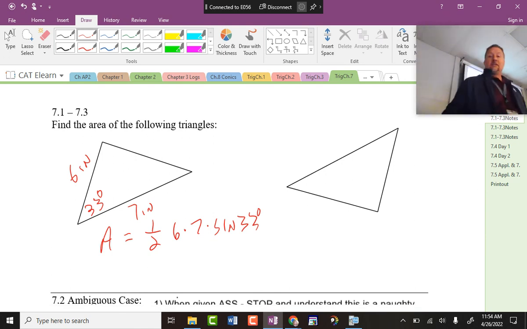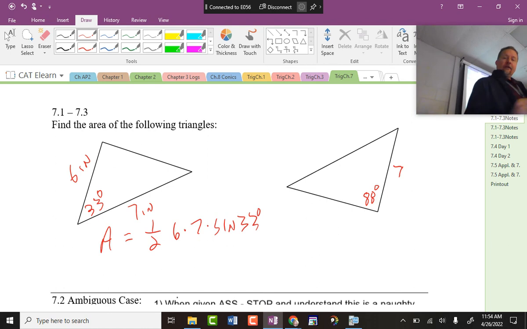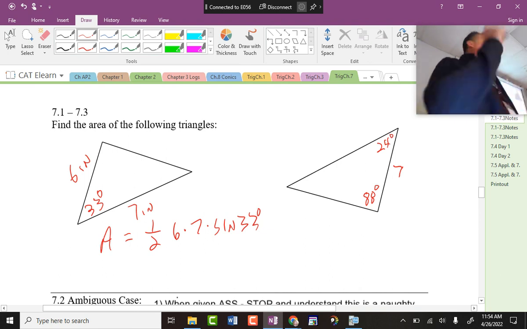Of course, this one has an 88 degree angle and a side of 7. I got to be careful because I don't want to give you an ASS scenario yet. So I'll say this angle looks like about 24 degrees.